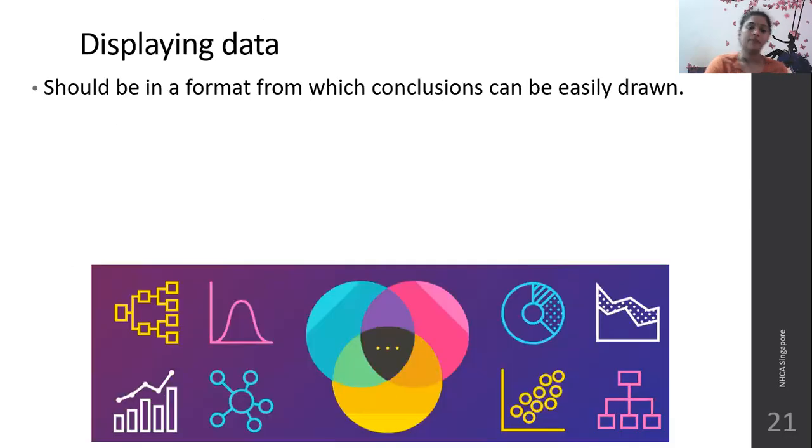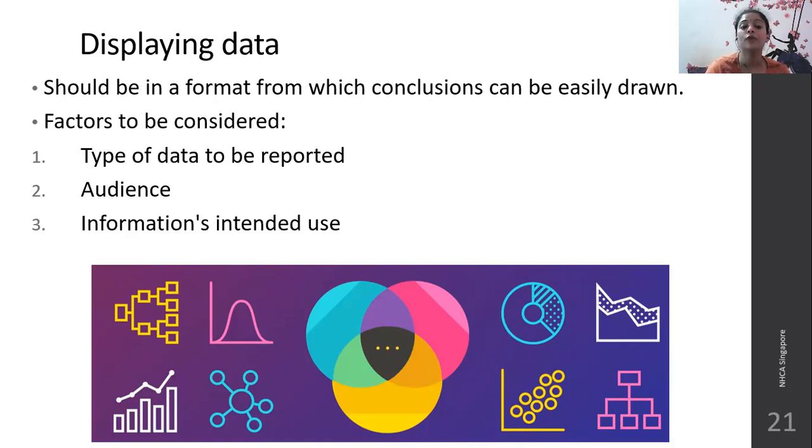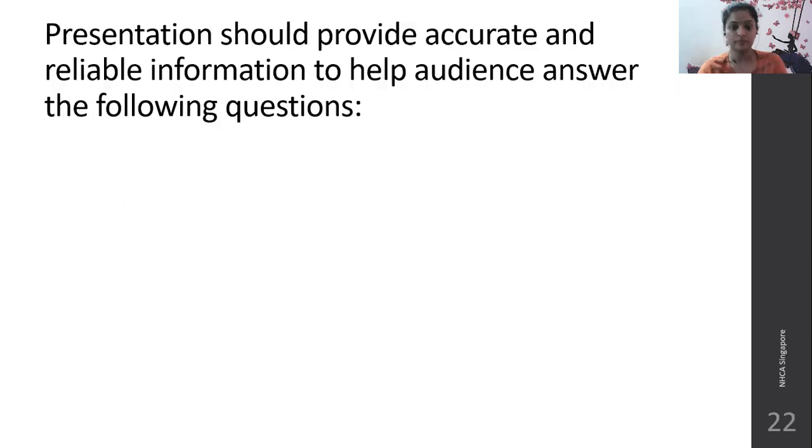So displaying data should be in a format from which conclusions can be easily drawn. Just by looking at it, you can conclude what it is trying to say. Factors to be considered are the type of data to be reported and the audience, who is going to watch this data. Is top management involved during this meeting, or is this meeting restricted to a particular department in the hospital, etc.? So the audience and the information's intended use: the things you are going to display, how are they going to be used in the future?